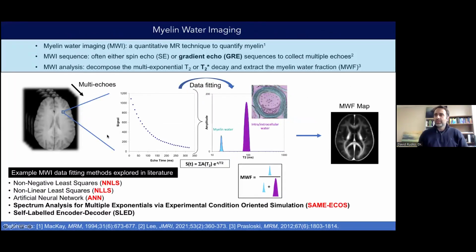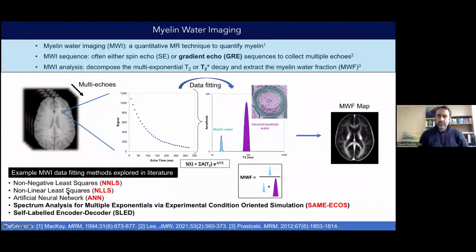So Vlad has already described myelin water imaging. Perhaps I won't go into too much detail about that. He described that myelin water imaging has often been done using multi-echo spin echo or GRASE or gradient echo based, spoiled gradient echo based methods, where multiple echoes are collected after an RF pulse, and the exponential decay can be decomposed into multi-exponential T2 or T2 star decay to extract myelin water fraction as the ratio of the fast decaying, in our case, T2 star component to the ratio of the myelin water plus the intra-extracellular water.